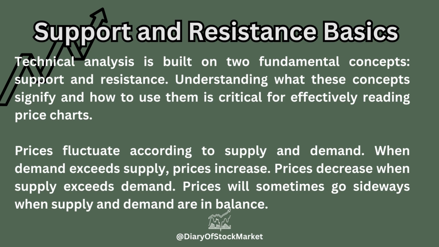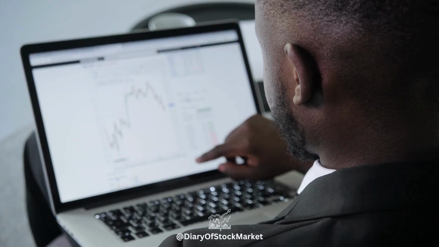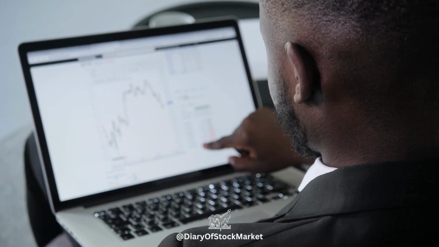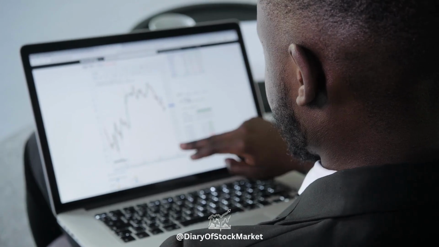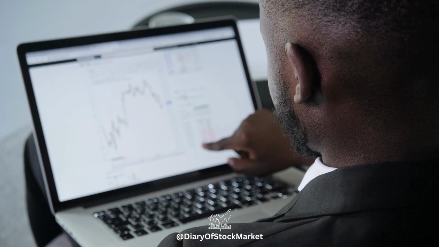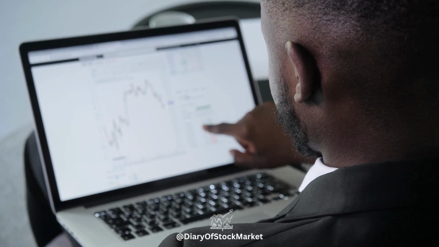Prices fluctuate according to supply and demand. When demand exceeds supply, prices increase. Prices decrease when supply exceeds demand. Prices will sometimes go sideways when supply and demand are in balance. The explanation and logic underlying technical principles, like many in technical analysis, are very simple, but expertise in their application frequently requires years of experience.